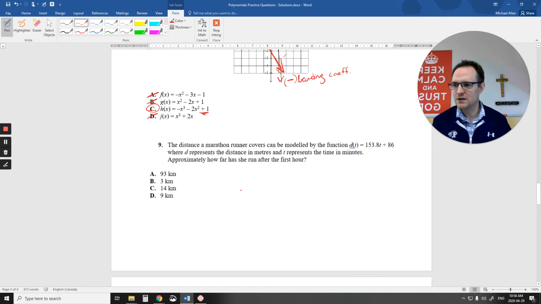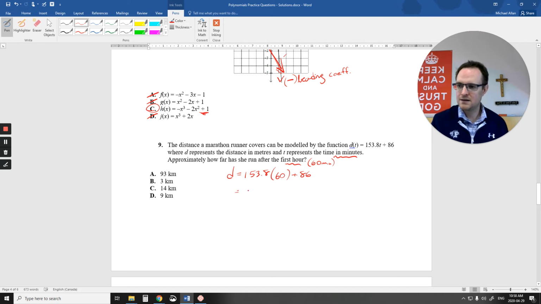Here they give you a question. They give you a time, so they want you to just find the distance. So you're just putting in this number that they give you into the equation. It says it represents time, the first hour. Remember, an hour is 60 minutes in length. So I'm not just going to put a 1 in there. I'm going to put 60 into the equation. So 153.8 times 60 plus 86.